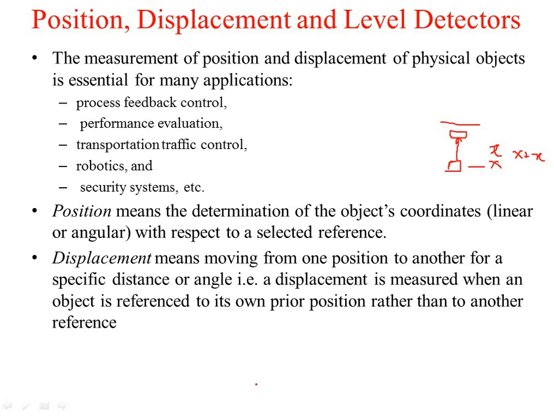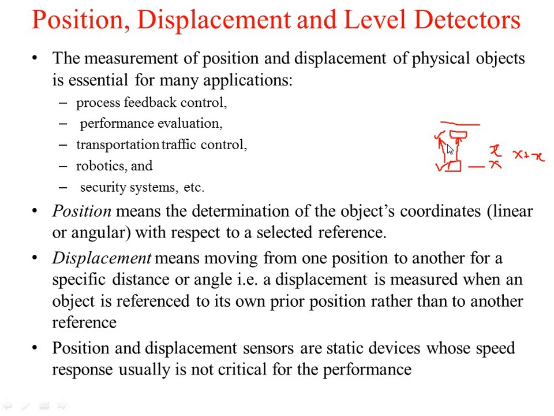So here it is again written: the displacement is measured when an object is referenced to its own prior position rather than to another reference. So this is its original position, and this is its next position. Whatever distance is covered is called the displacement. So with its original position, if you calculate the distance, that measured quantity is known as displacement. That may be a linear displacement, that may be an angular displacement. So you can measure an angle or you can measure a distance. That is quite possible.